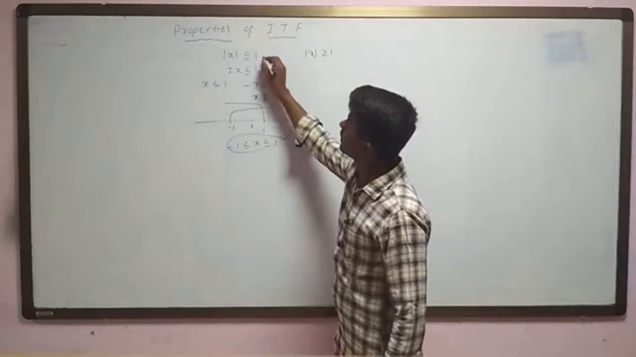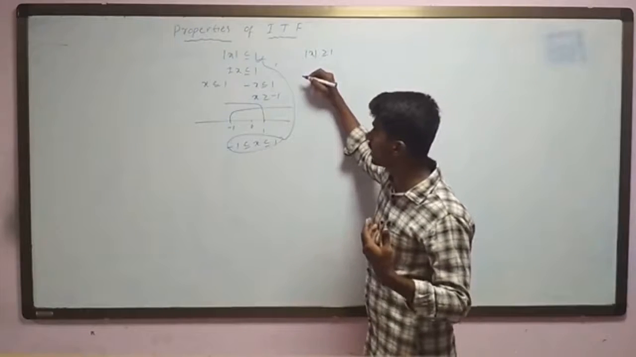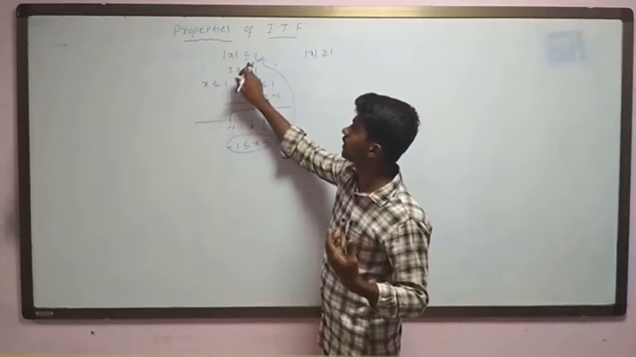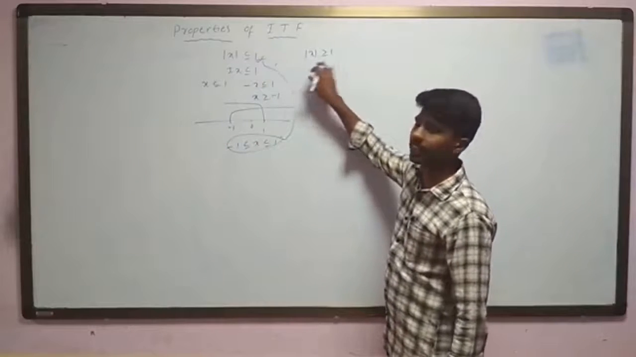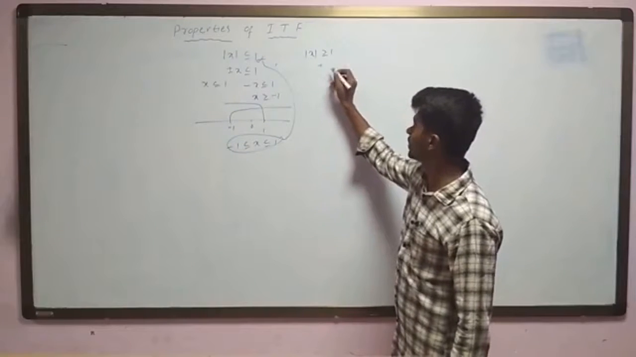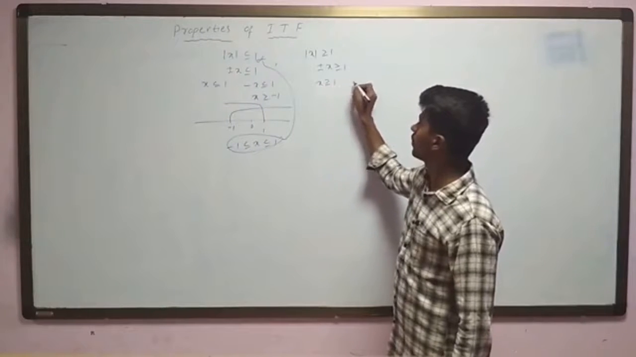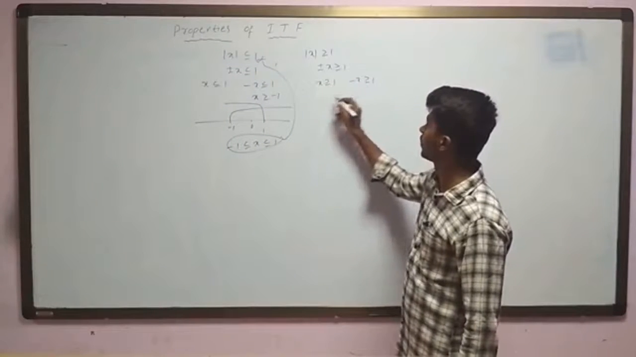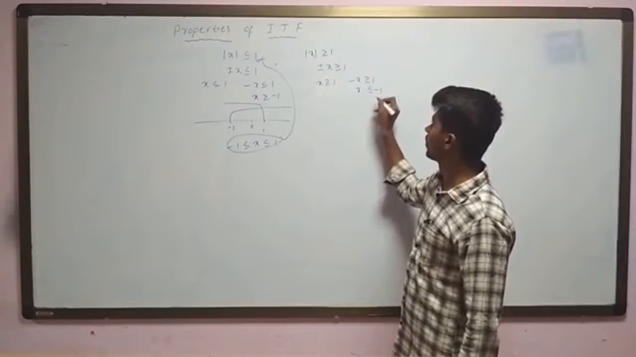Therefore minus 1 is less than or equal to x less than or equal to 1. This can be simply indicated as modulus of x less than or equal to 1. In the same way, what about modulus of x greater than or equal to 1? Plus or minus x greater than or equal to 1, so x greater than or equal to 1 and minus x greater than or equal to 1. Then what we get? x less than or equal to minus 1.